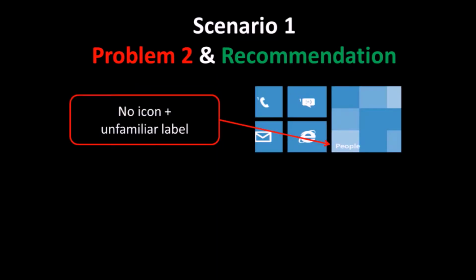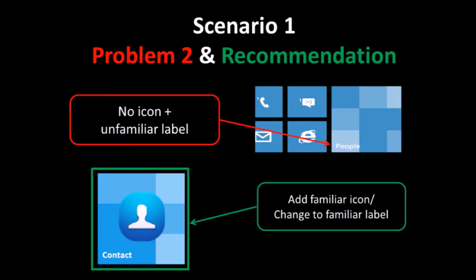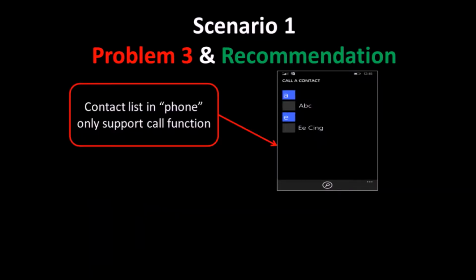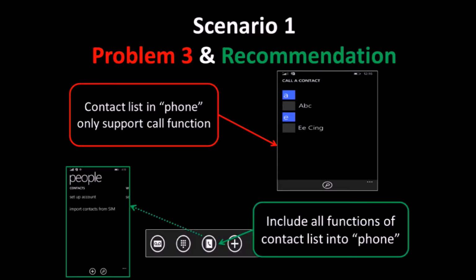Problem 2. Participants feedback that there is either no icon or the label of contact is unfamiliar to them. We recommend adding a familiar icon to the people function or changing the label to contact rather than people, which will help them recognize the function easily. Problem 3. Contact list in the full function only supports the call function. Our suggestion was to include all functions of the contact list into full function so that users are able to edit their contact directly from the full function.